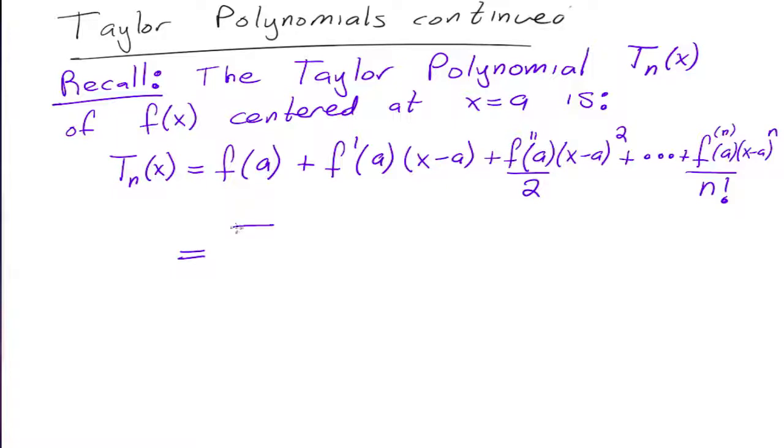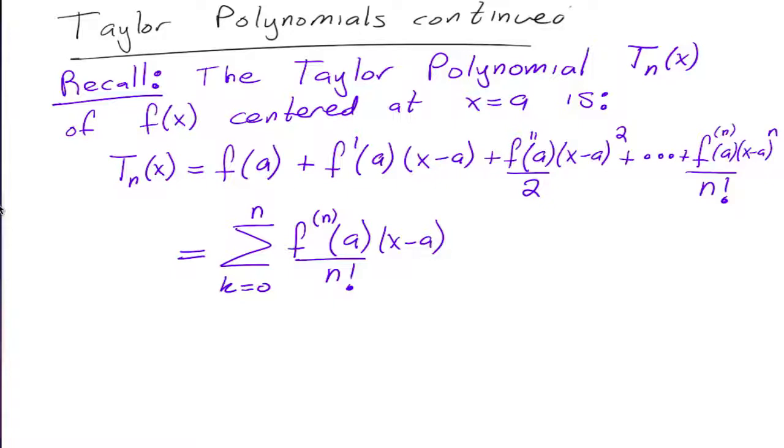So if I write this in sum notation, this is equal to the sum, k equals 0 to n, of the kth derivative at a over k factorial times x minus a to the k. Oh, whoopsie. These aren't n's. These should be k. So this describes the Taylor polynomial of f of x of degree n, right?